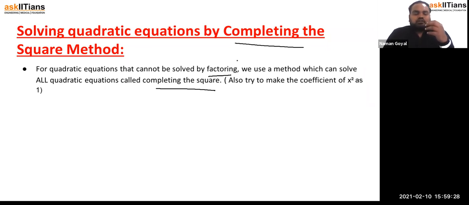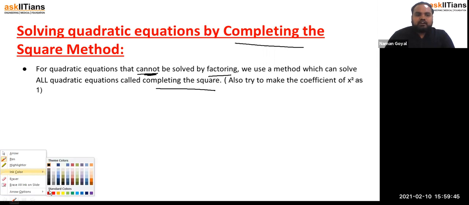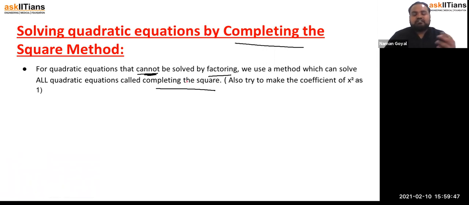A quadratic equation which can be factorized, we solve with the method of middle term splitting. But for a quadratic equation which cannot be solved by factoring, meaning we are not able to factorize it, those types of quadratic equations are solved by the completing the square method. Also, try to make the coefficient of x square as 1.